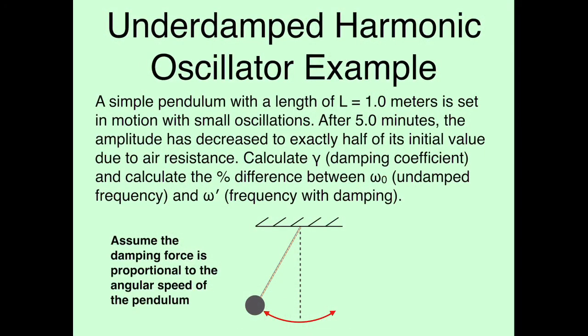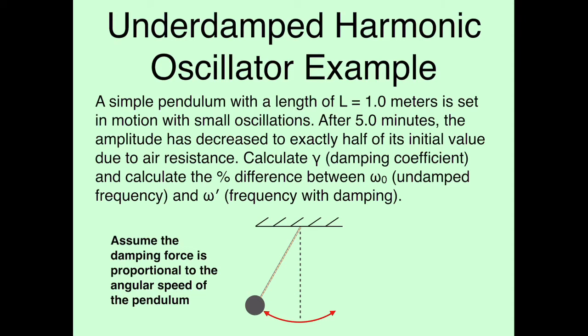Okay, so let's do another example. Here we have an underdamped harmonic oscillator. So we have a simple pendulum, this is the oscillator, with a length L equals 1 meter, which is set into motion with small oscillations. After 5 minutes, the amplitude has decreased to exactly half of its initial value because of air resistance.